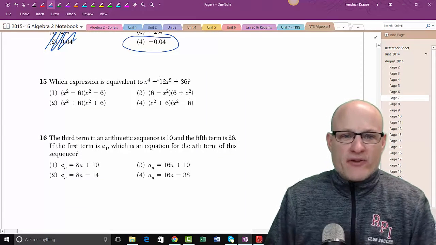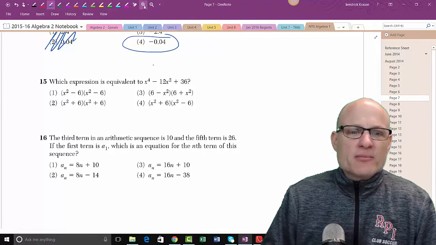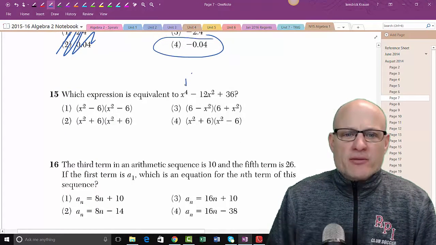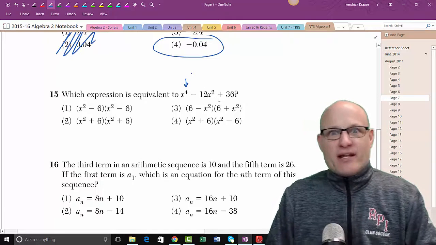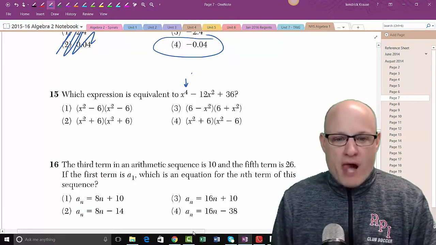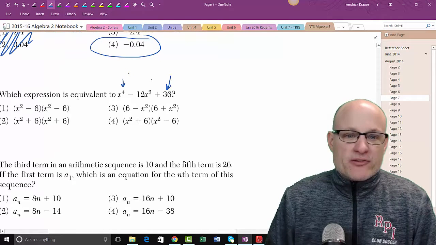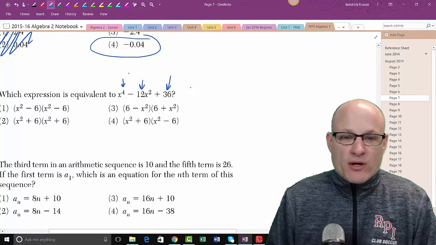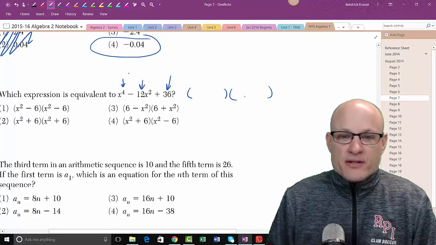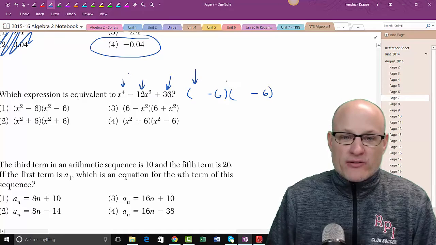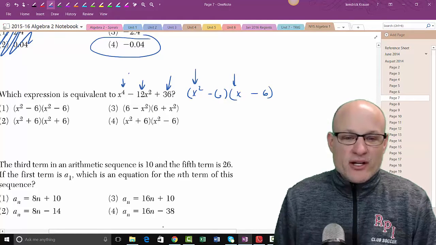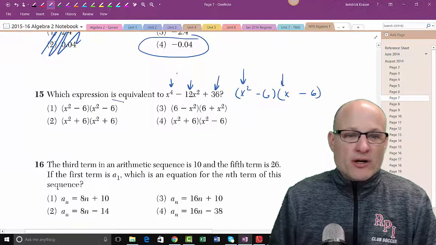Which expression is equivalent to this? So they really just want us to factor this. And the reason, let me blow this up a little bit. This is the part that's bothering you. Oh my God, Mr. Krause, it's x to the 4th, blah, blah. Who cares? You need two numbers that multiply to 36 that add up to negative 12. Well, that's pretty easy. That's negative 6 and negative 6. It doesn't even matter what's here. By the way, it's just x squared and x squared. So there's your answer. It's choice 1.